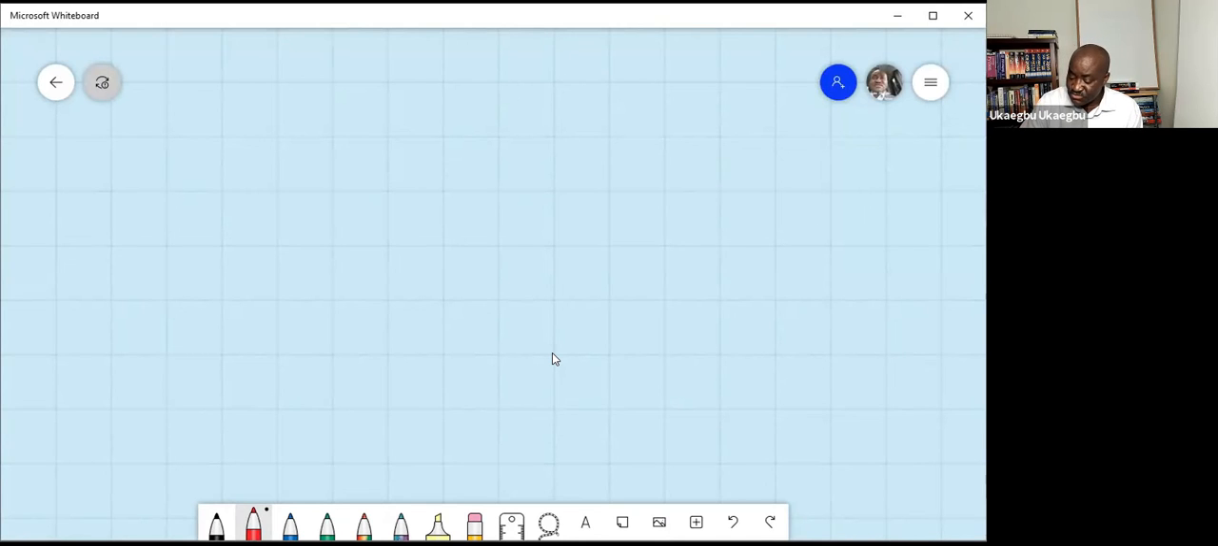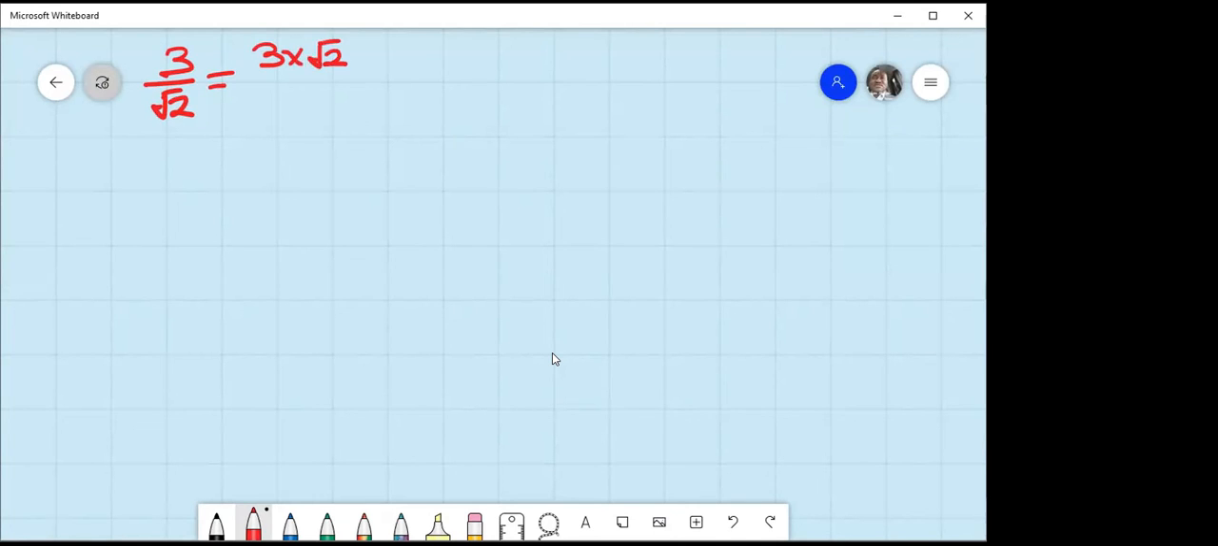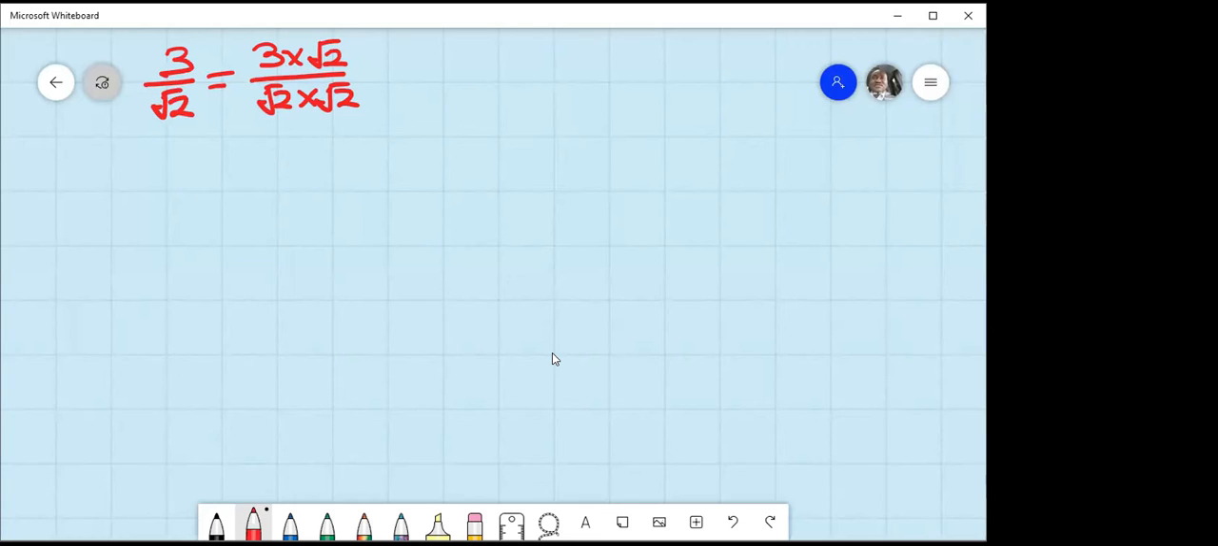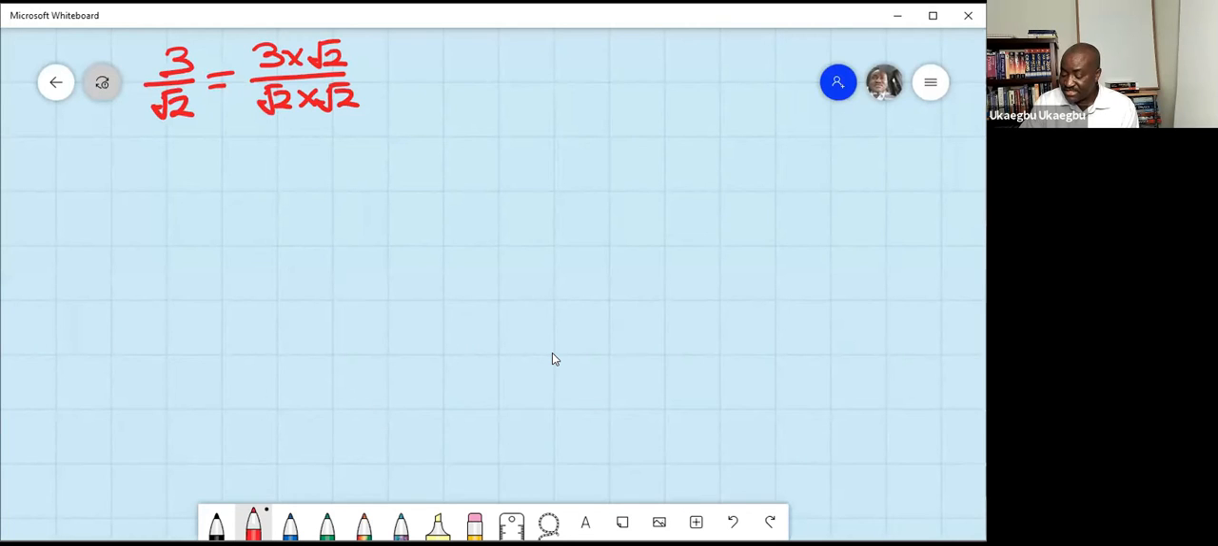So we started with 3 divided by square root of 2. To rationalize it, all we need to do is multiply the numerator and the denominator by the denominator. So we will do 3 multiplied by square root of 2 divided by square root of 2 multiplied by square root of 2. You didn't really change anything, you just made it easier for yourself. You can cross out square root of 2 divided by square root of 2. It still gives you 1, so you're coming back to the same thing.